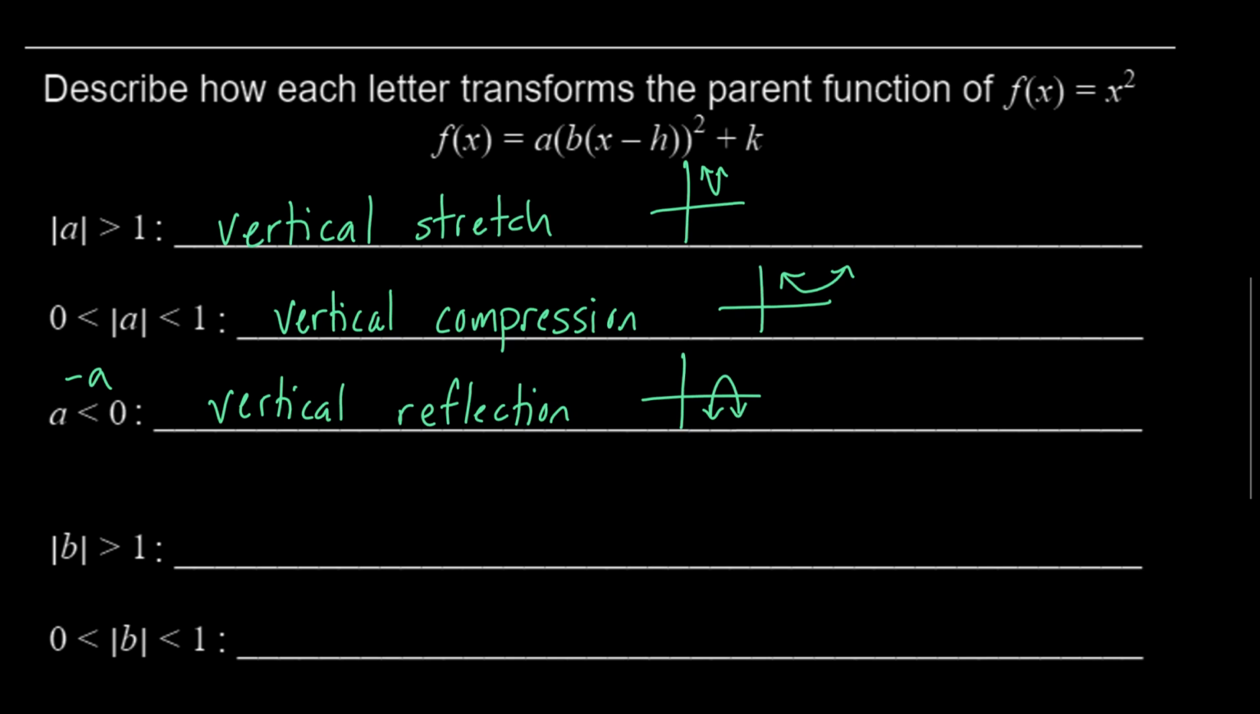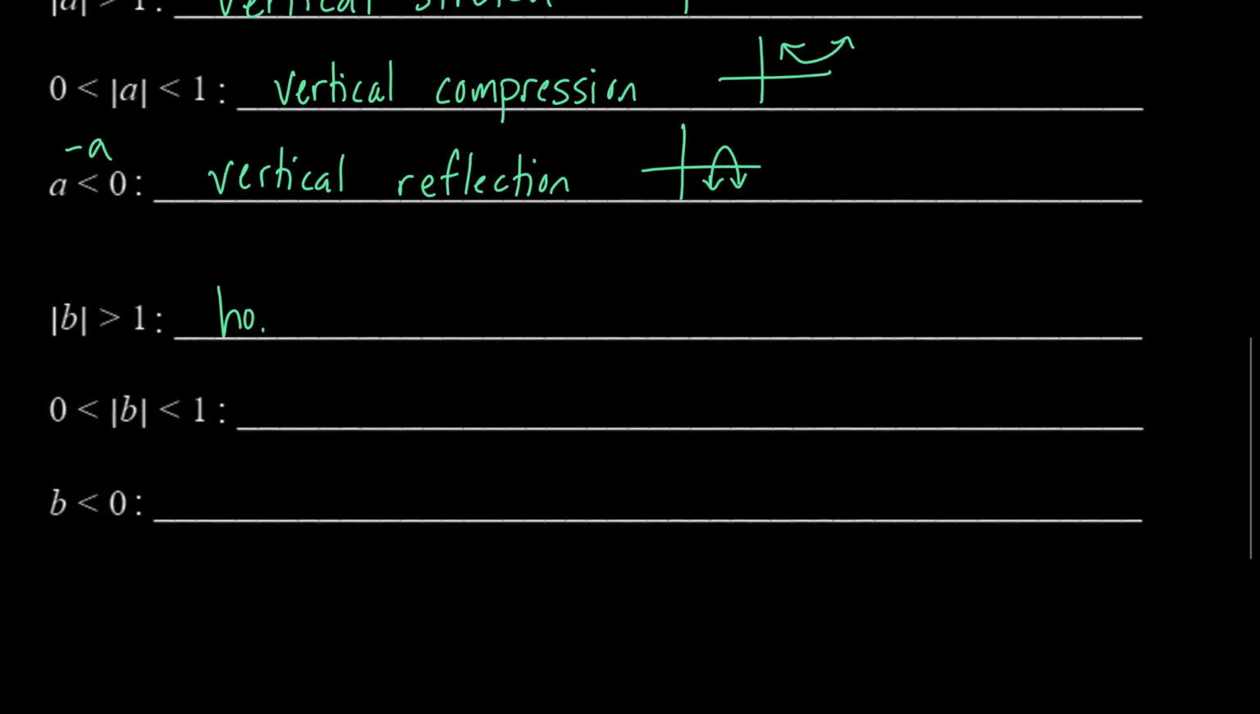So if B is greater than 1, what does that mean? It's a horizontal compression, yes. Now, on my horizontal, that means this way, right? I'm stretching and compressing my horizontal line. If I am compressing my horizontal line, what's happening to the graph? It's getting skinny. So we have a little skinny graph.